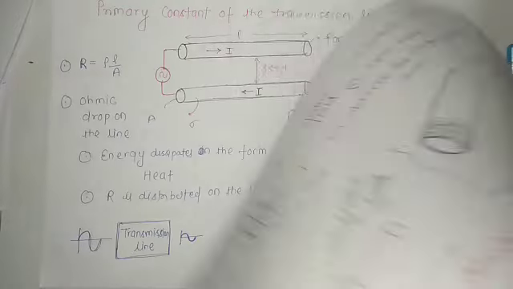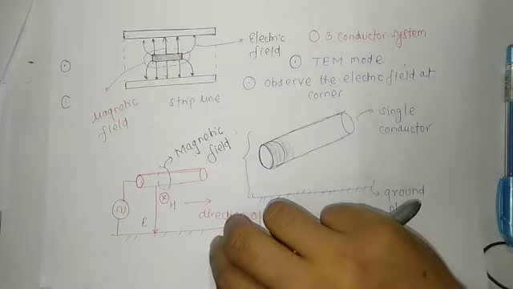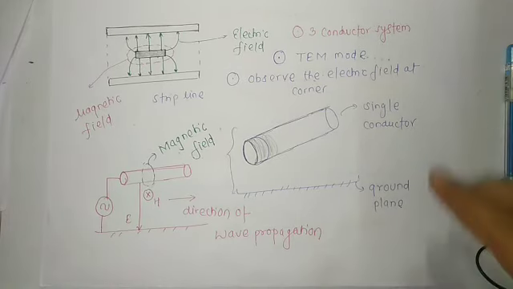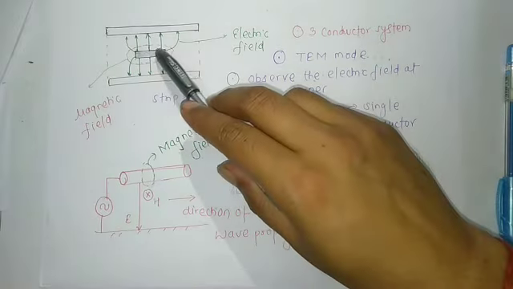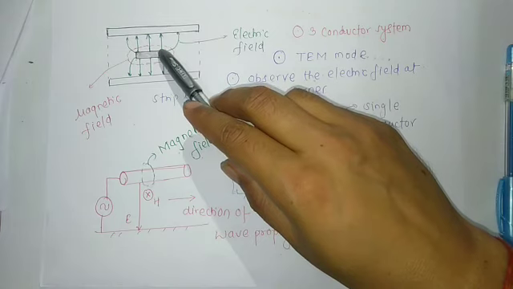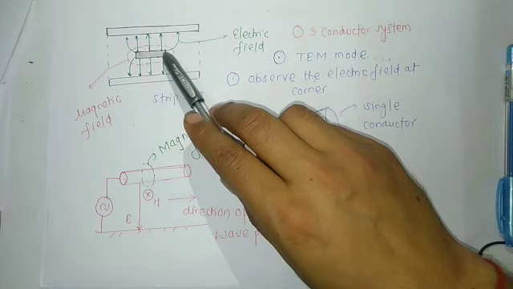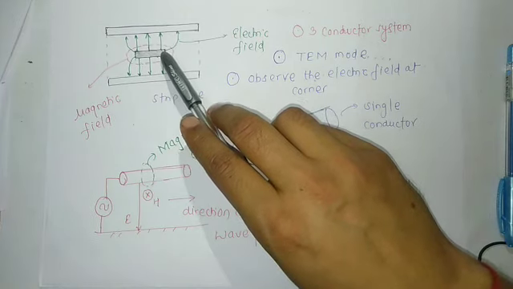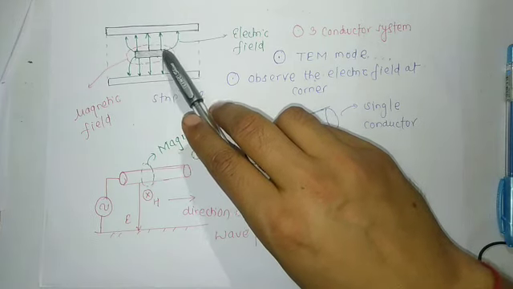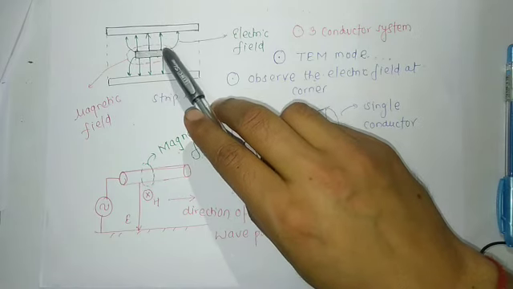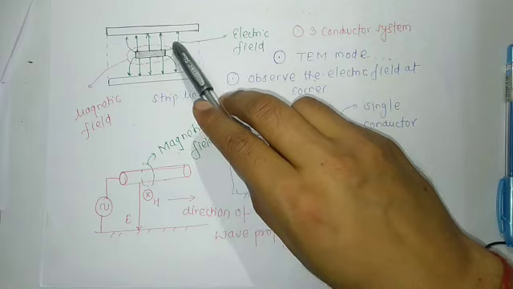Let's see another example of a planar transmission line. This is known as the strip line. Again, the electric field starts from one conductor and terminates on another conductor. Look here, at the corner the electric field is perpendicular to this conductor, and when it terminates, it is also making a 90-degree angle. Because of 90 and 90, it is bending.